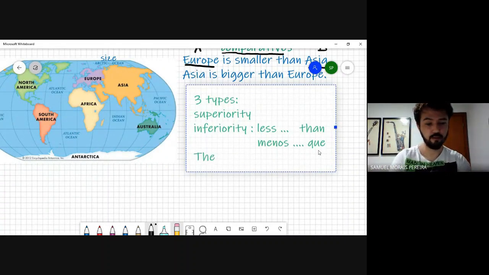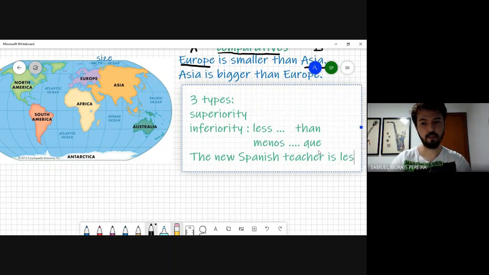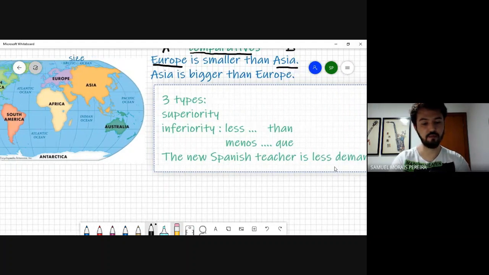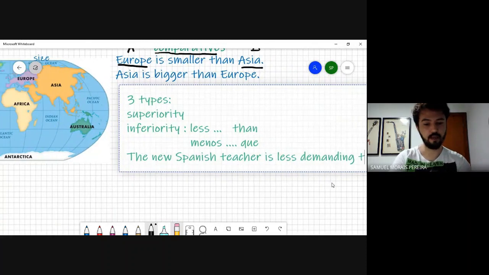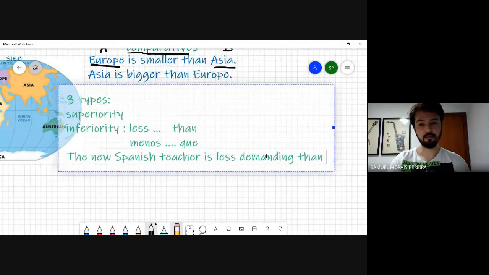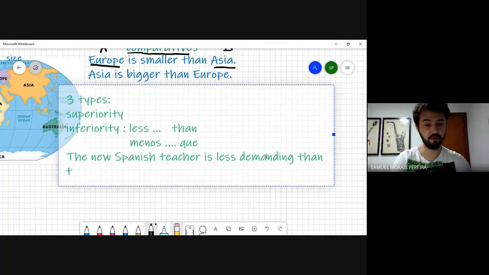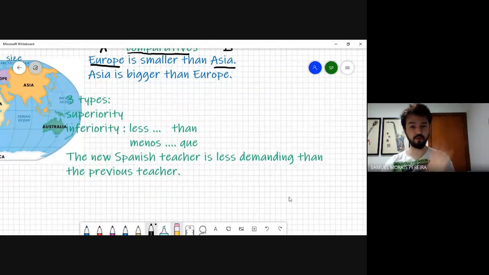So I say the new Spanish teacher is less demanding. Demanding significa exigente, tá bom? The new Spanish teacher is less demanding than the old teacher or the previous teacher, a professora anterior. So I just want you to pay attention to the structure, okay?